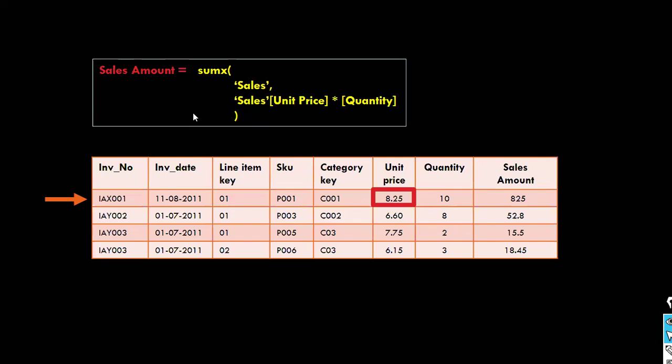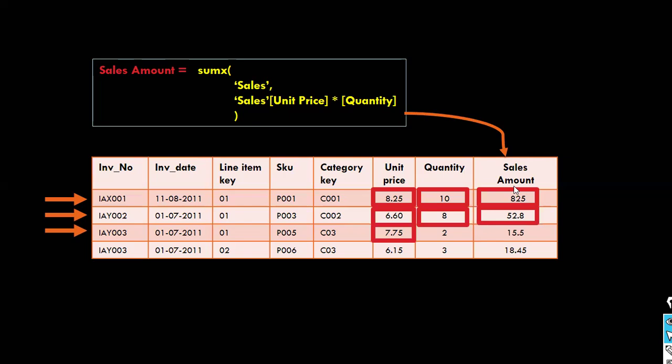Look here. So how does sumx work? This is my given data set. Here the first argument is the table name, Sales, and then unit price into quantity. So it goes row by row. Like all the iterative functions, sumx performs row by row operation. It first goes to the first row, picks up the price, multiplies it by the quantity, and then you get the sales amount. It goes row by row because in each row, the quantity and unit price will be different. So that is how it works.